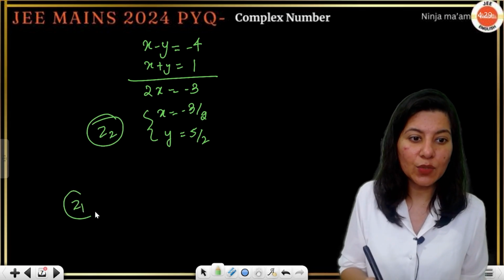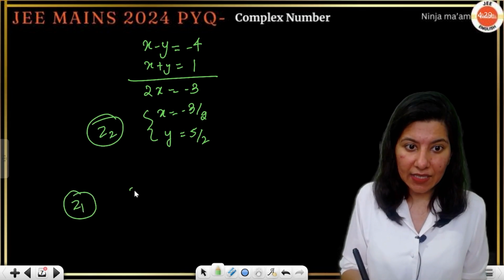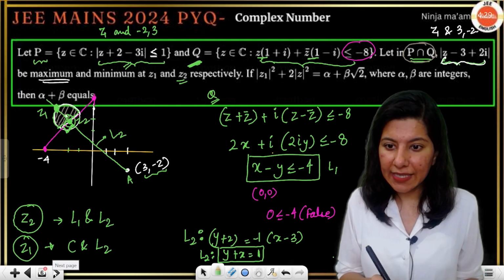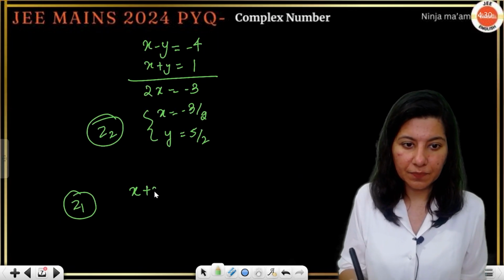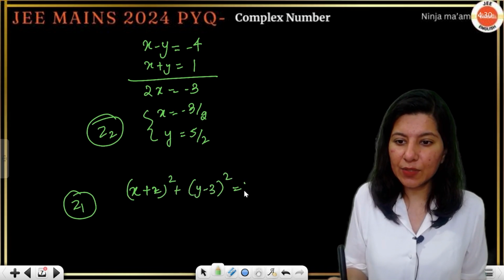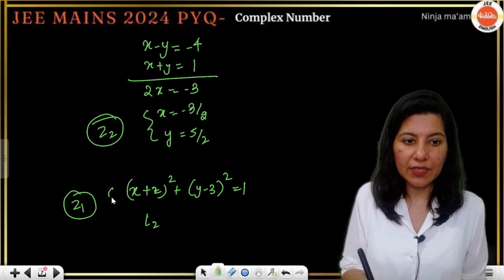Now for z1, you need to solve the circle and L2. The circle is what? Okay. The circle is (x plus 2) whole square plus (y minus 3) whole square equals 1. And L2 is what? This is the circle C and L2.